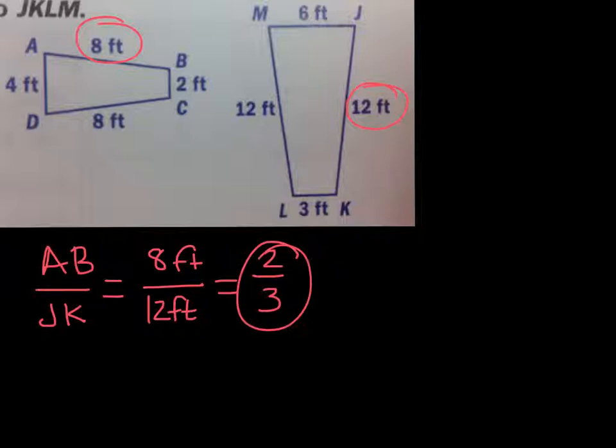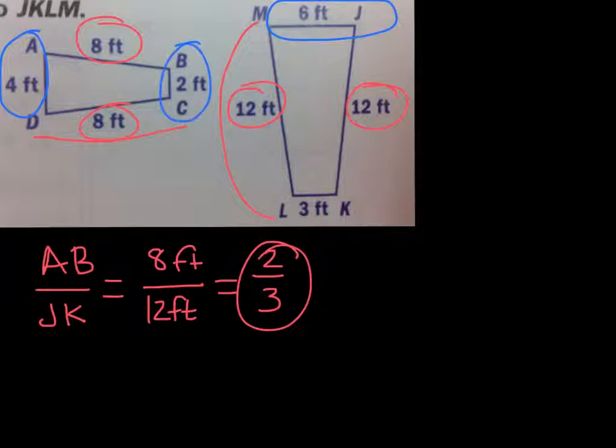Line DC and line ML are 8 and 12 again, so that will be 2/3. Line AD is 4 feet. Line MJ is 6 feet. That will be 2/3. And the last one here, line BC is 2 feet, and line LK is 3 feet, which is obviously 2/3. So it all checks out. The ratio of the lengths of our corresponding sides is 2/3.